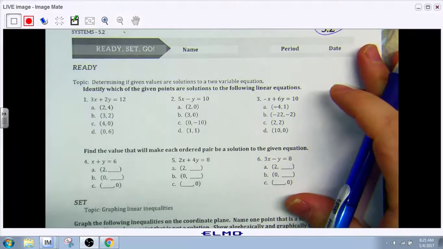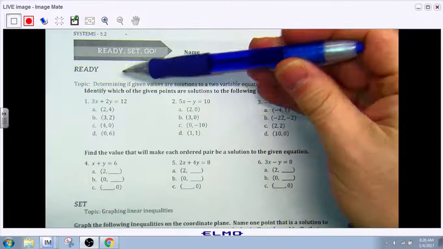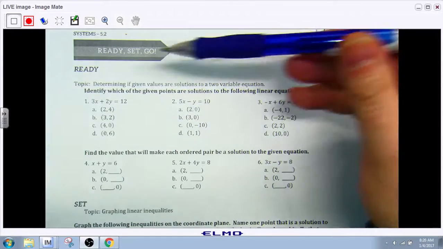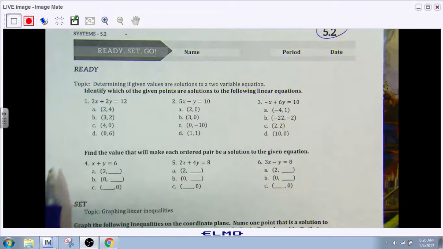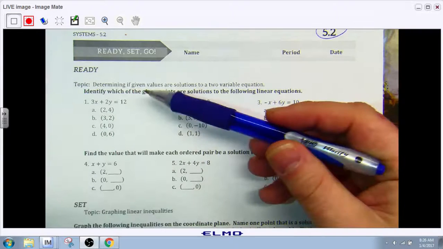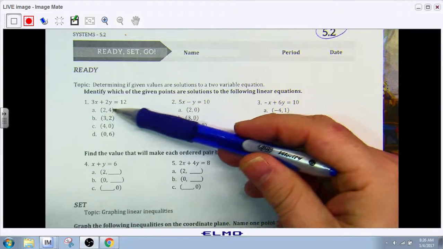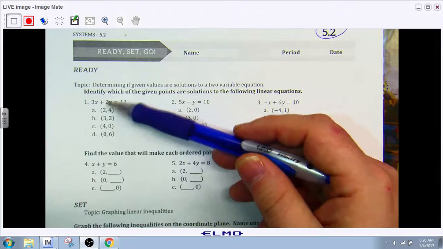All right, let's go ahead and get started. The first topic here is determining if given values are solutions to two variable equations. What we're going to be doing first of all is looking at these points and then plugging them into each and every equation to see how it works.